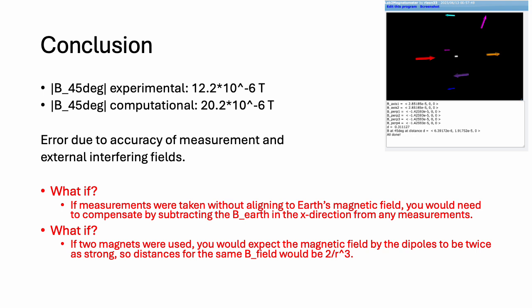To answer the what-ifs, if measurements were taken without aligning to Earth's magnetic field, then we would need to compensate in the x direction for any measurements. If we had two magnets used, then we would expect the magnetic field to be twice as large, so it'd be 2 over r to the third, and we should see the same scaling of distance instead.